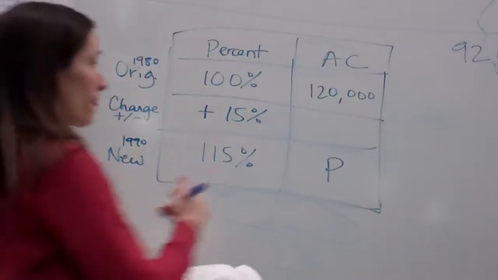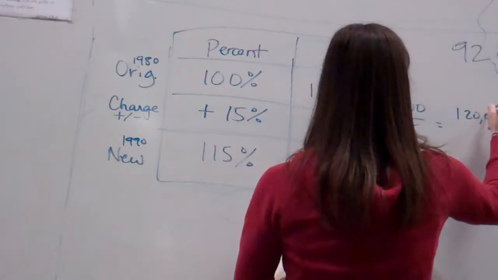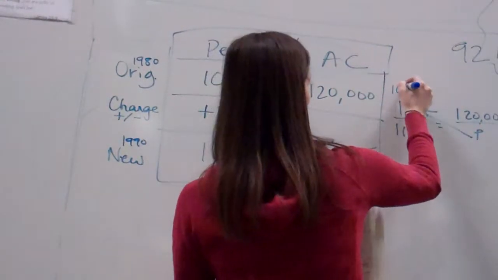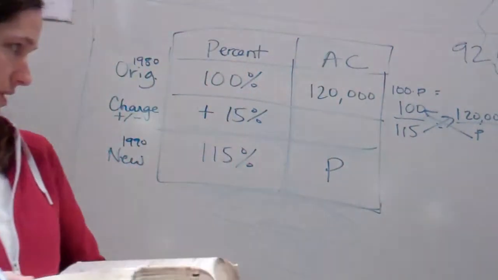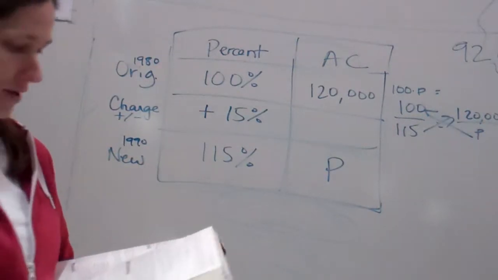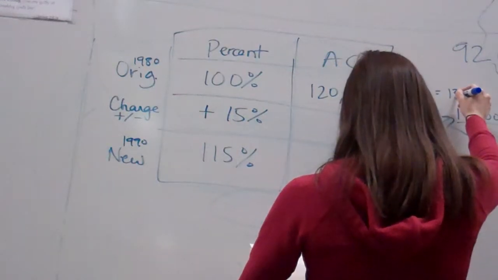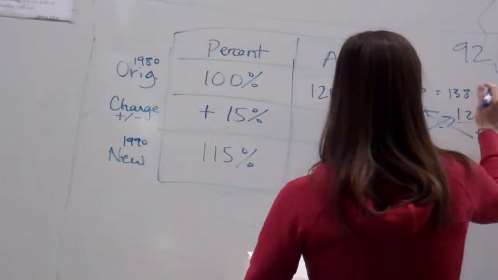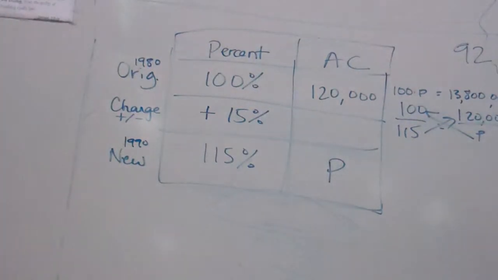100 over 115 equals 120,000 over P. Okay, when I do that, I get 100 times P equals 120,000 times 115, which equals 13,000. I totally cheated by looking at the answers over here. 138. No, sorry. 13,800. No. 13,800,000. There we go. Got it?